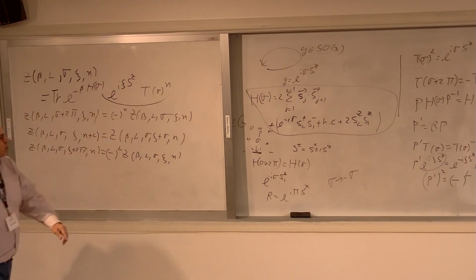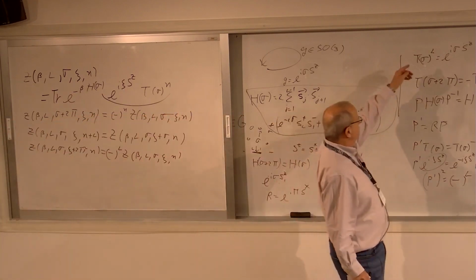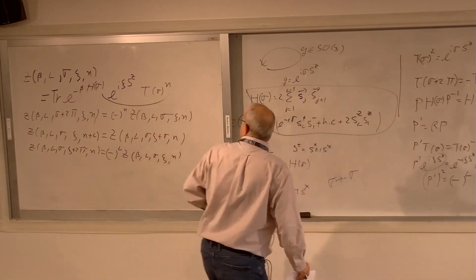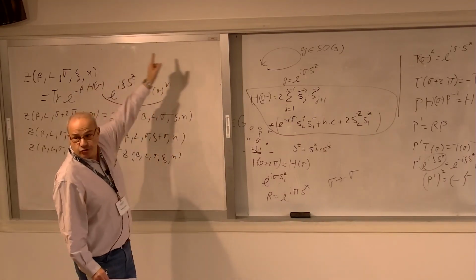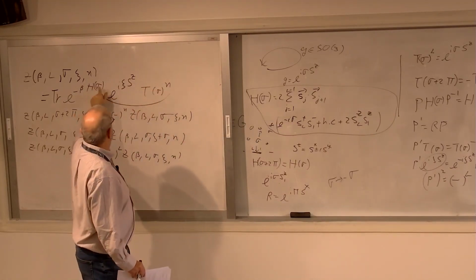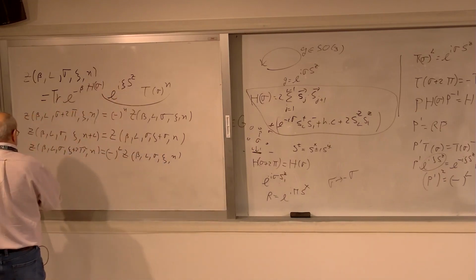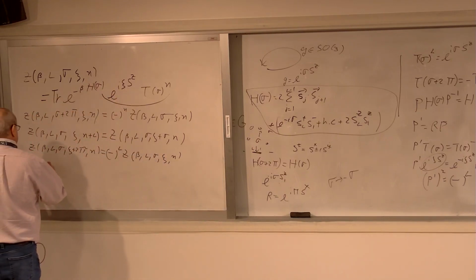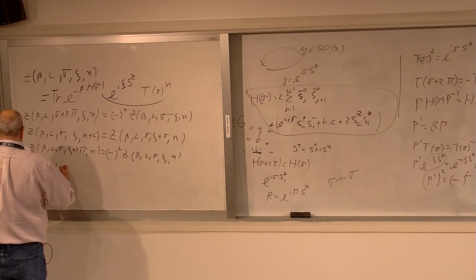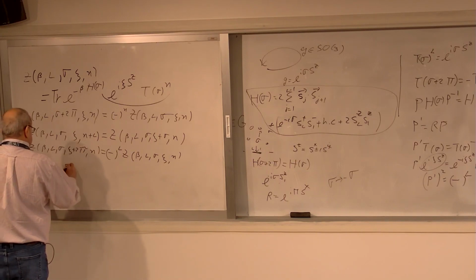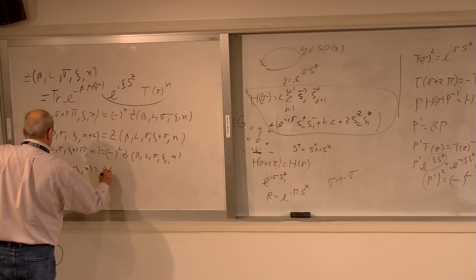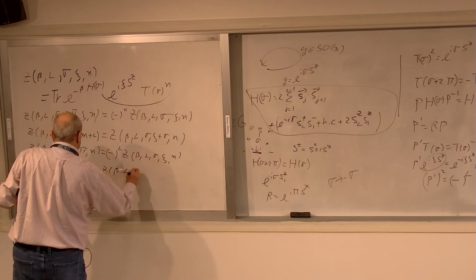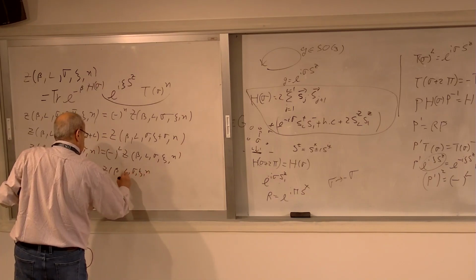Another thing I can do, I can take this R. It's not a symmetry. But I can put R inverse here, cycle it through. It doesn't commute with H, but it gives us a relation that Z of beta, L, minus sigma, minus c, n is Z of beta, L, sigma, c, and n.